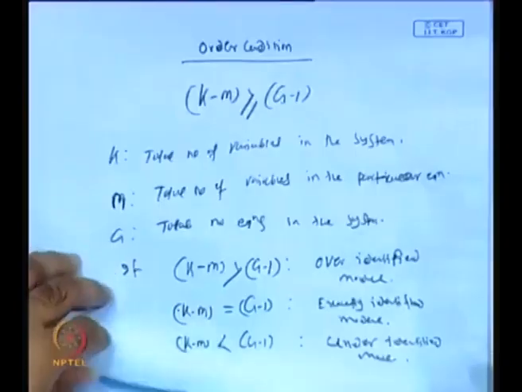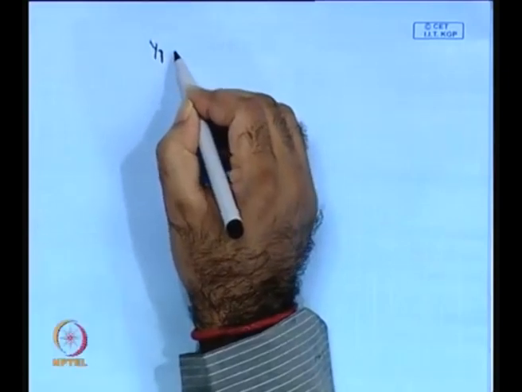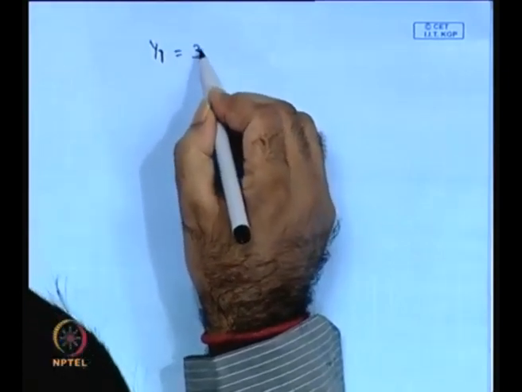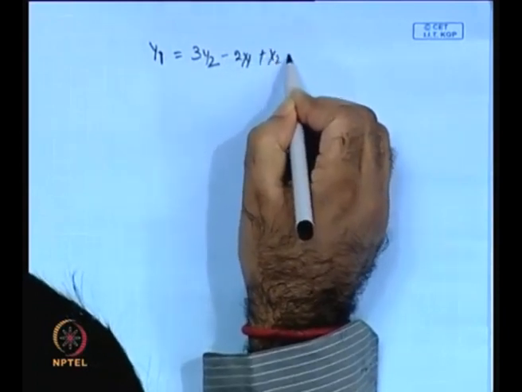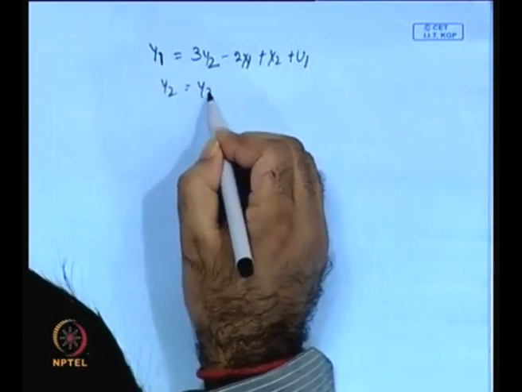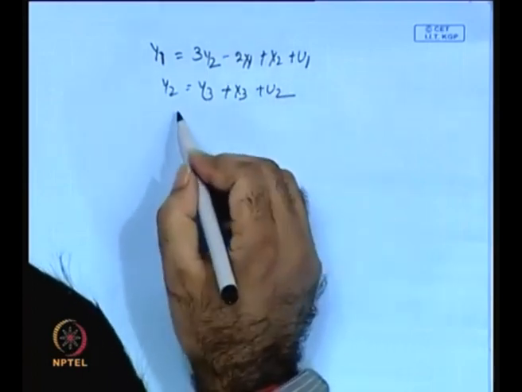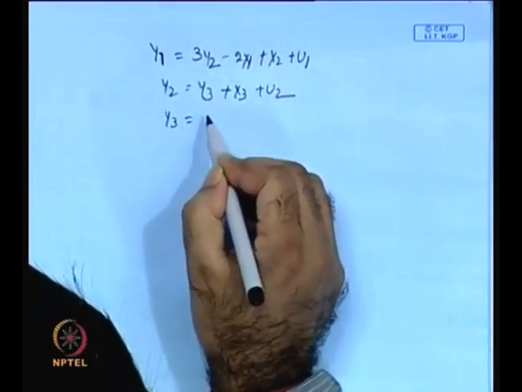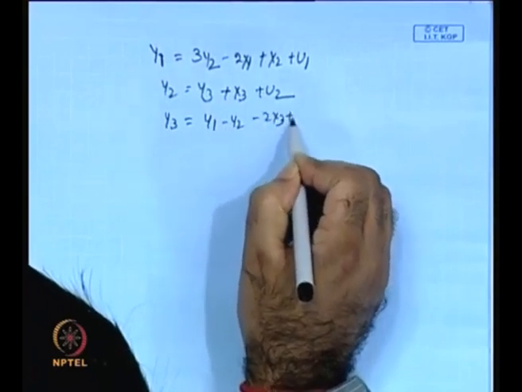Let us take an example and start with a simple problem. y1 equals 3y2 minus 2x1 plus x2 plus u1. Then y2 equals y3 plus x3 plus u2. Then y3 equals y1 minus y2 minus 2x3 plus u3.